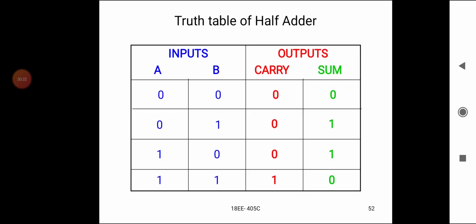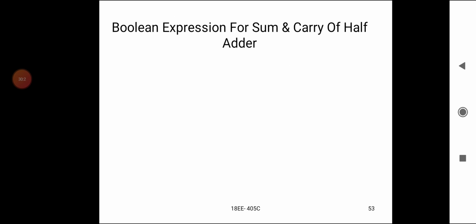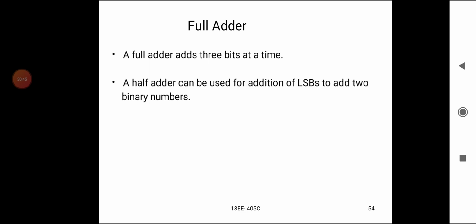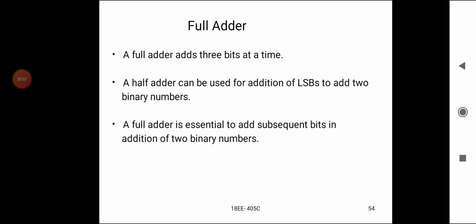Truth table of half adder as shown in the slide. Boolean expression for sum and carry of half adder. Carry is A dot B, which is the AND operation. Sum is A exclusive OR B. Full adder adds 3 bits at a time. The half adder can be used for addition of the LSB to add 2 binary numbers. A full adder is essential to add subsequent bits in addition of 2 binary numbers.